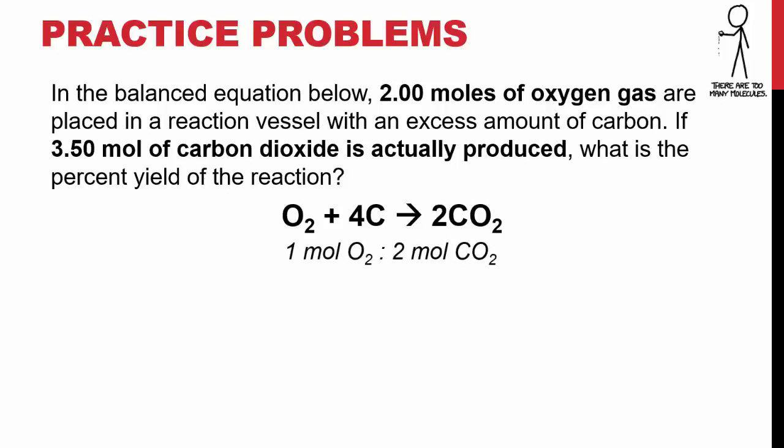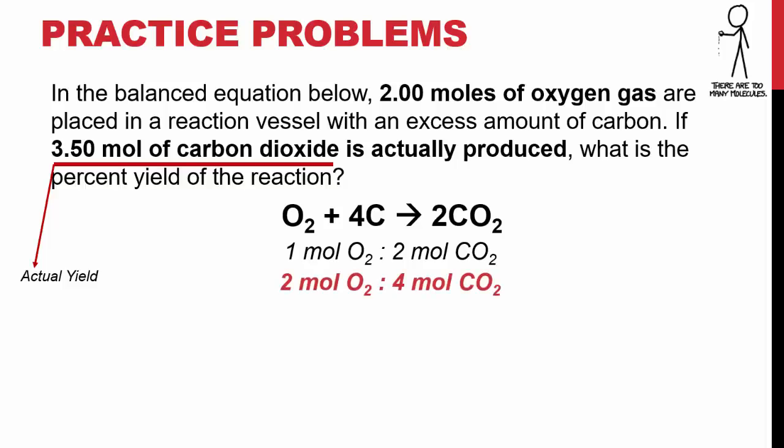So the first thing you have to do is look at your mole-to-mole ratio. 1 mole of oxygen is equal to 2 moles of carbon dioxide. We are now looking at our actual yield, which is 3.5 moles. We actually produce this. But when we look at our ratio, if we're using 2 moles, therefore we should in theory get 4 moles of carbon dioxide. That is a mole-to-mole ratio.